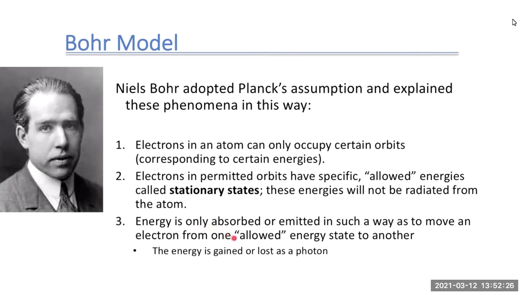And then three, he said the energy is only absorbed or emitted in such a way that moves electrons from one allowed energy state to another. So that means the energy is either gained or lost as a photon. So when a photon enters an atom, the electron will get excited from one allowed energy level up to another. And then when the electron loses energy, it goes back down in state and releases a photon.